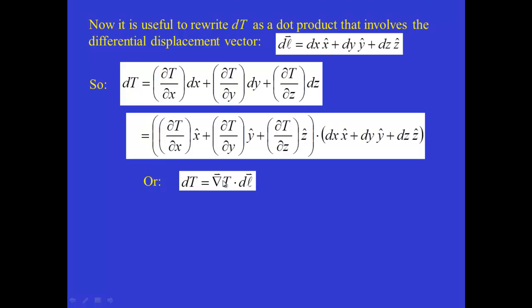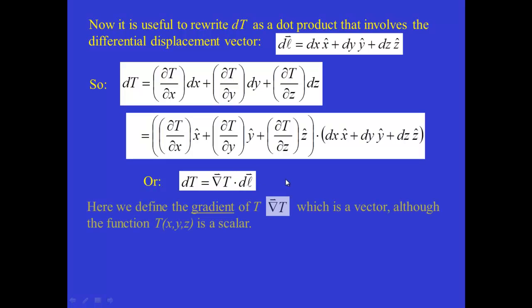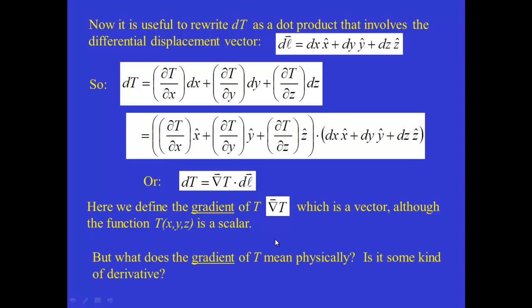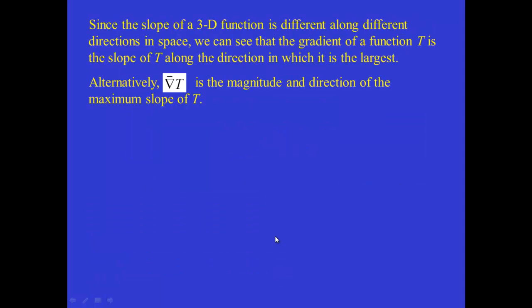And if we use that symbol, then we can write a change in the function t as the dot product of del t, or the gradient of t, and dl. The reason that we put the arrow over the del, the inverted triangle, is because t itself is a scalar function, but this gradient of t is a vector function. But what does it mean? It must be some kind of a derivative. But what kind of a derivative?